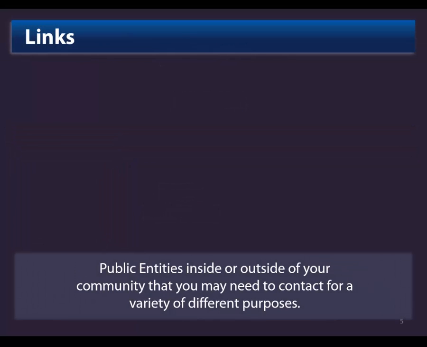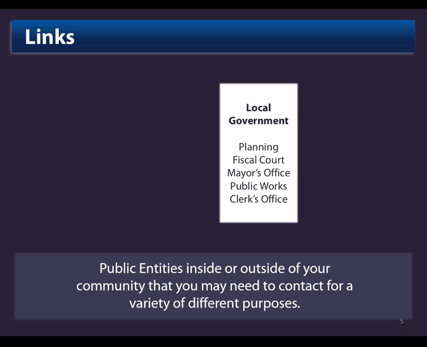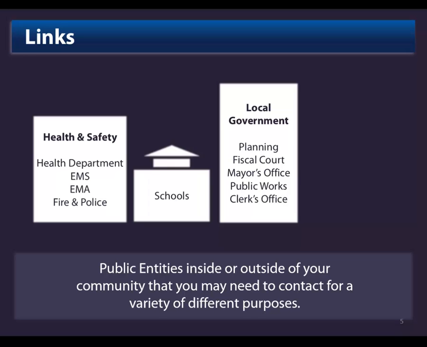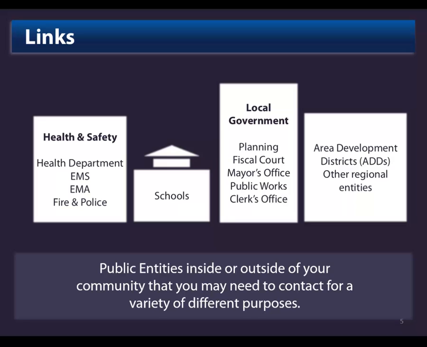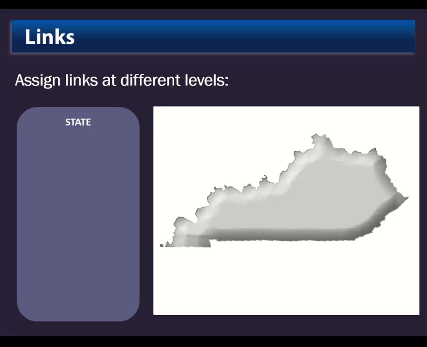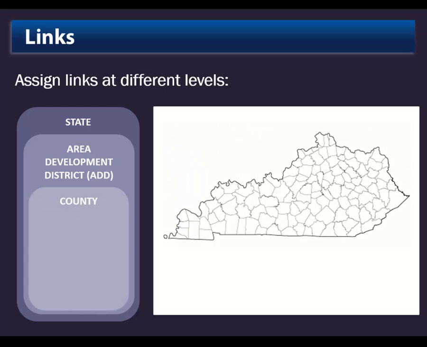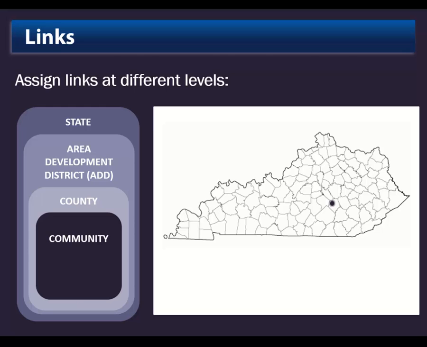Community links are considered public entities inside or outside of your community that you may need to contact for a variety of different purposes. Some examples of community links that you may want to consider entering into CHAMPS might be local government agencies, health and safety departments, schools, or area development districts or other regional entities that might serve your community. Links can be applied at different levels: the state level, regional level according to area development districts, county level, or at the community level.